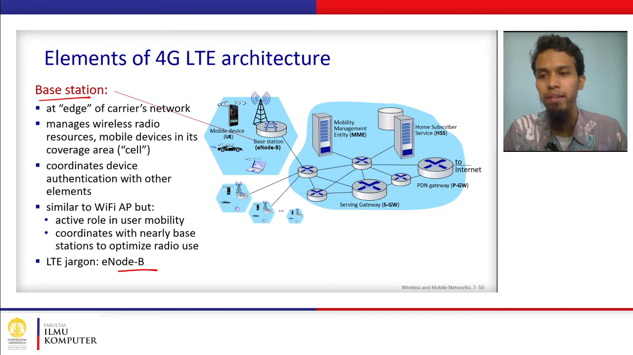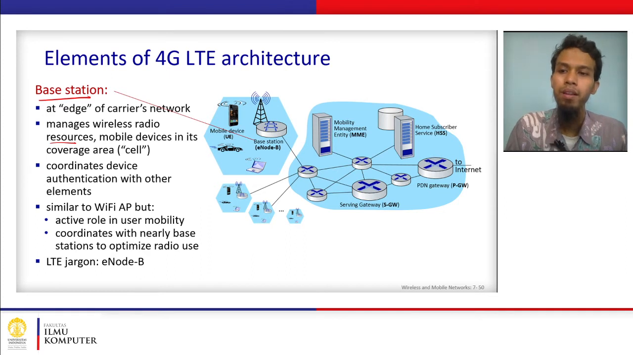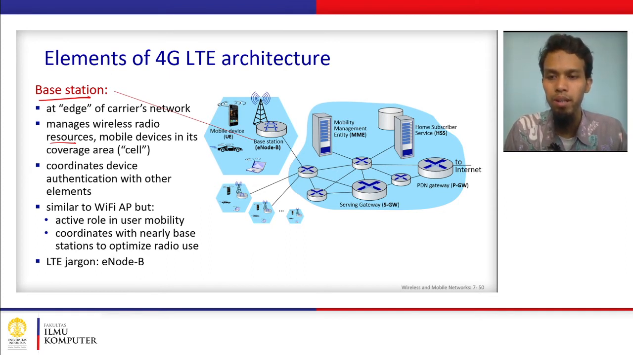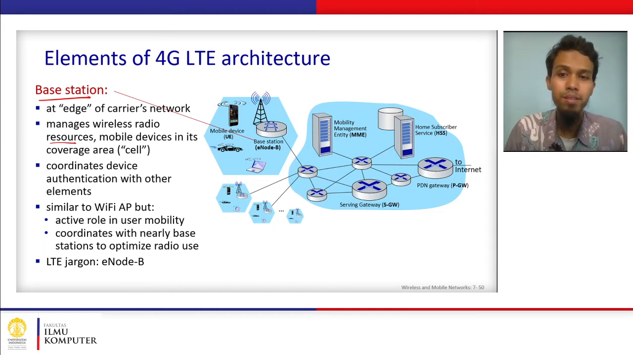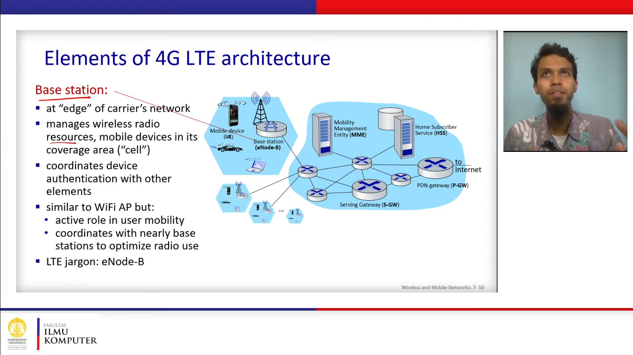So edge of care networks manage wireless radio resources and mobile devices in its coverage area. And then it coordinates device authentication with other elements. So basically, all mobile devices, when they want to communicate with the 4G network, have to be authenticated. And this base station, or E-Node-B, is the first layer of authentication.